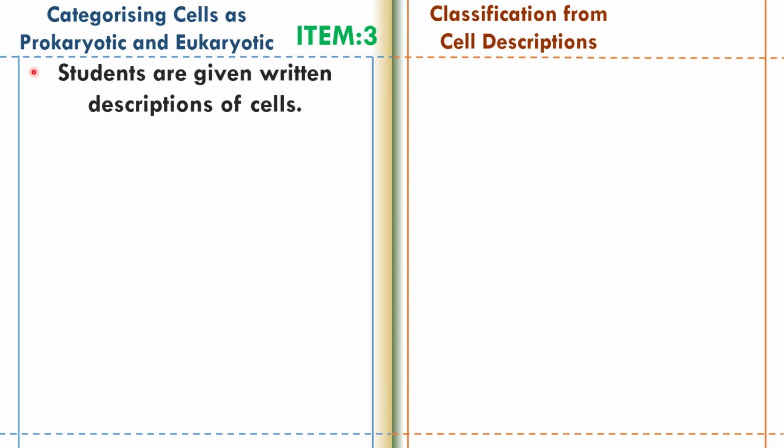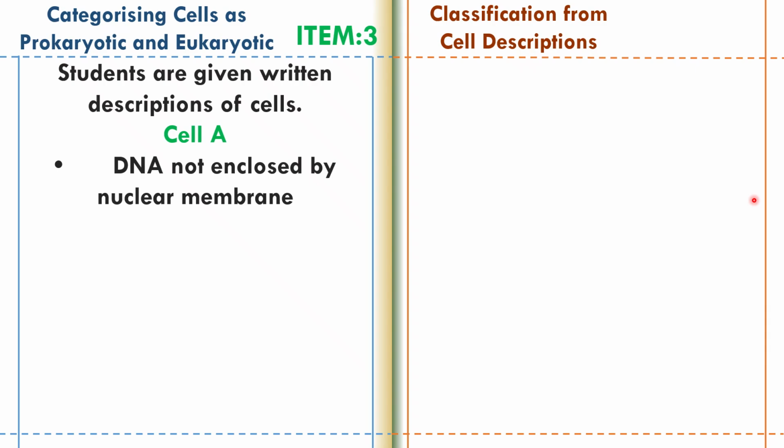Categorizing cells as prokaryotic or eukaryotic, item 3. Let's look at classification from cell descriptions. Students are given written descriptions of cells. Cell A: DNA not enclosed by nuclear membrane. Cell wall present. No mitochondria.